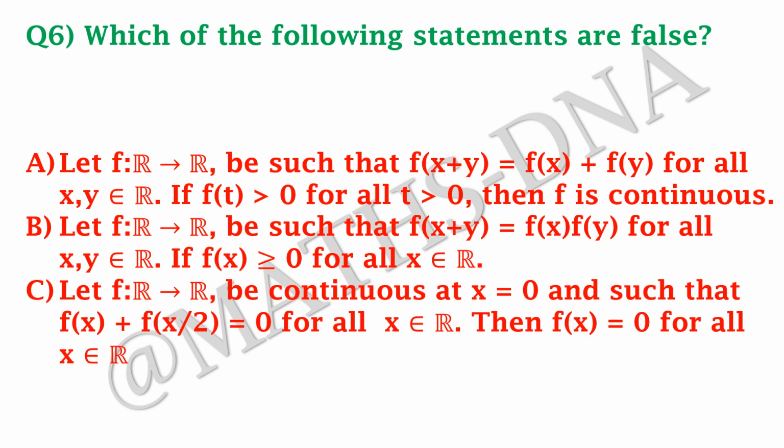The third is C. Let f from R to R be continuous at x equals 0 and such that f(x) plus f(x by 2) for all x belongs to R. Then f(x) is equal to 0 for all x belongs to R. In the second option, it is written as "if". It will not be "if", it is "then f(x) is greater than or equal to 0 for all x belongs to R". There is a printing error, and the last option is none of them.